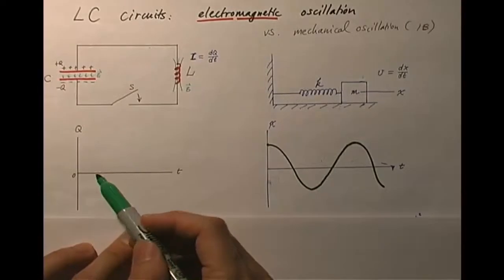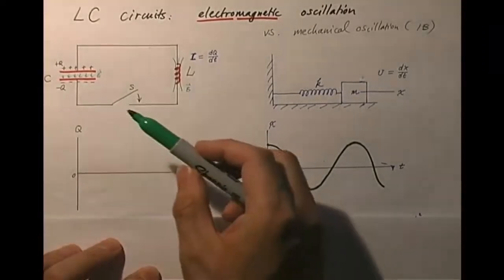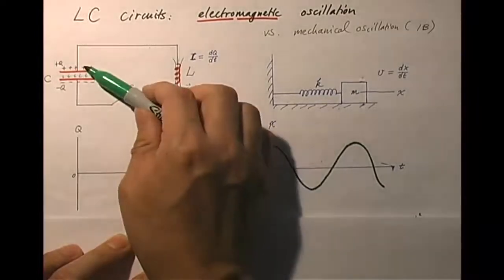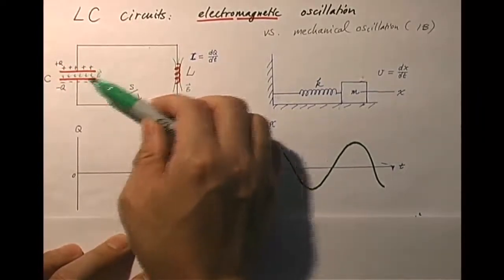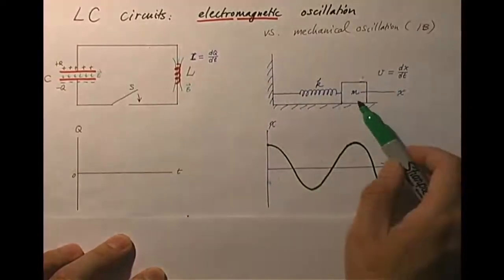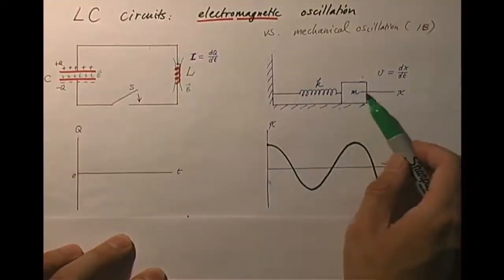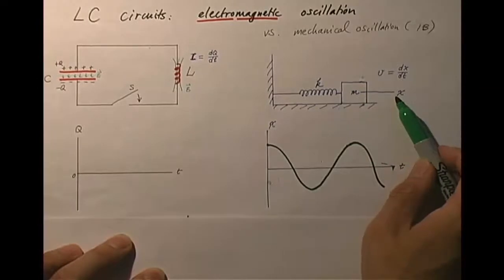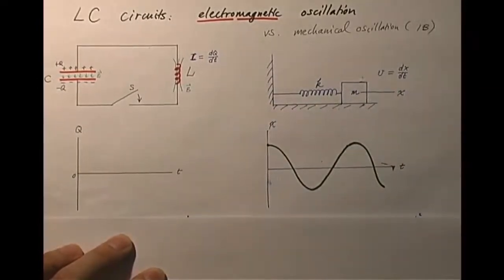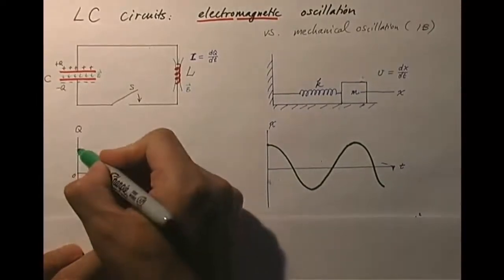What about q? Well, we said that at t equal to 0, the moment you close the switch, these two plates are fully charged and there's no current running at that point. So it corresponds to the case where the mass has been pulled to one side and let go from rest. Initially there is no velocity, just like there's no initial current, and so q starts from the maximum value, right?